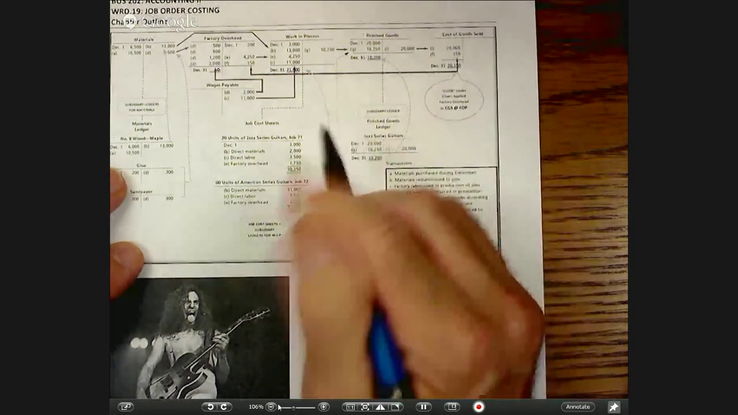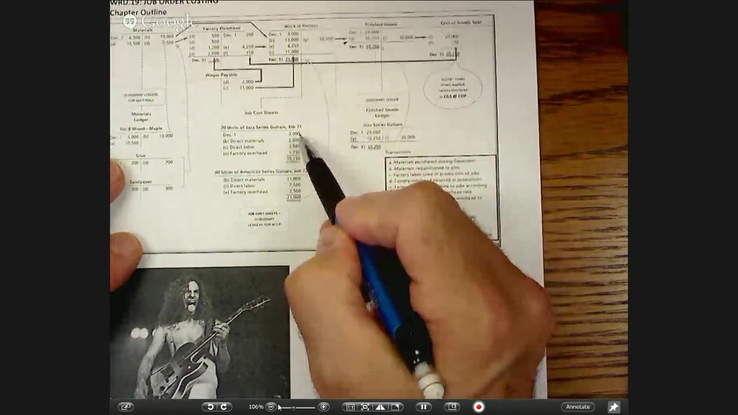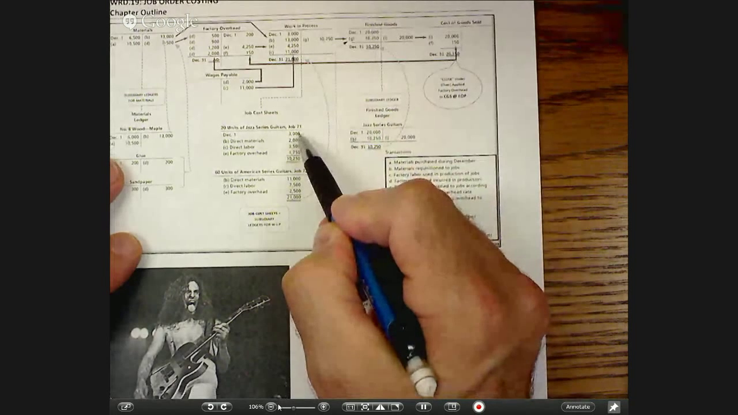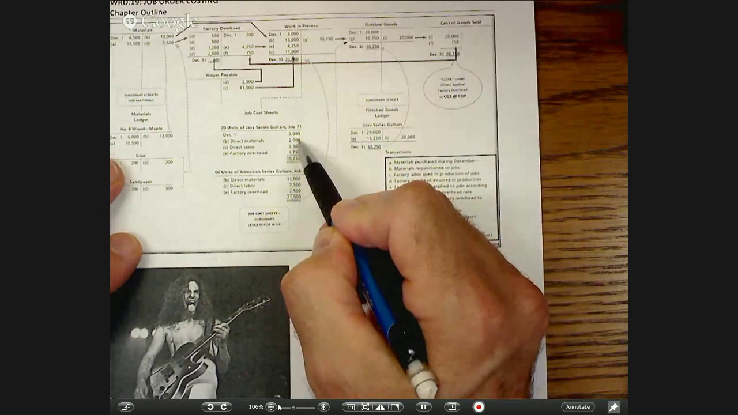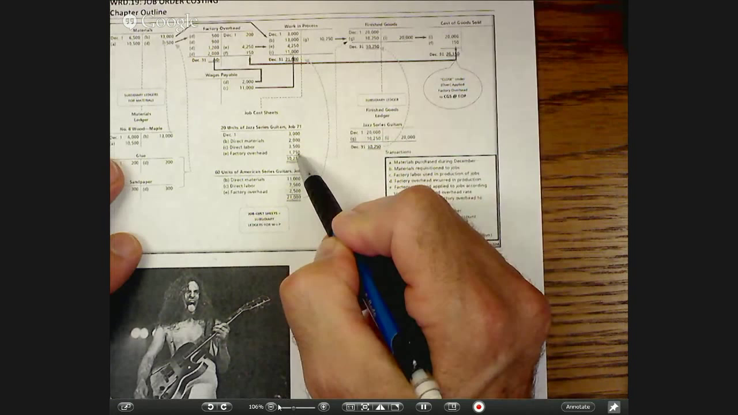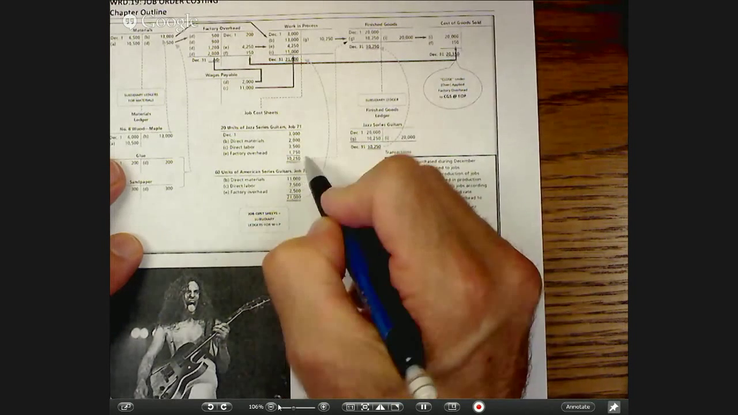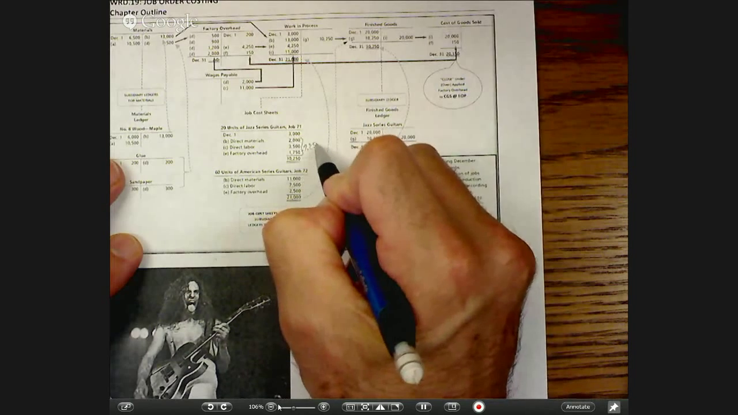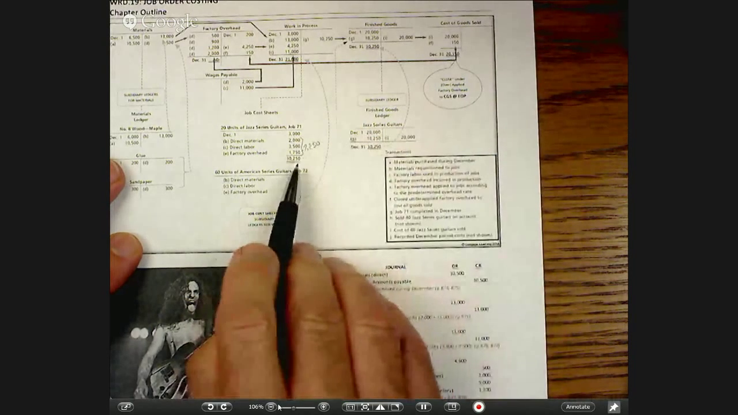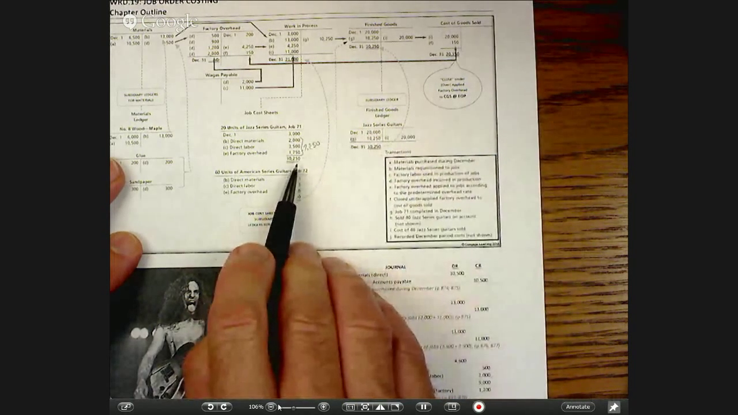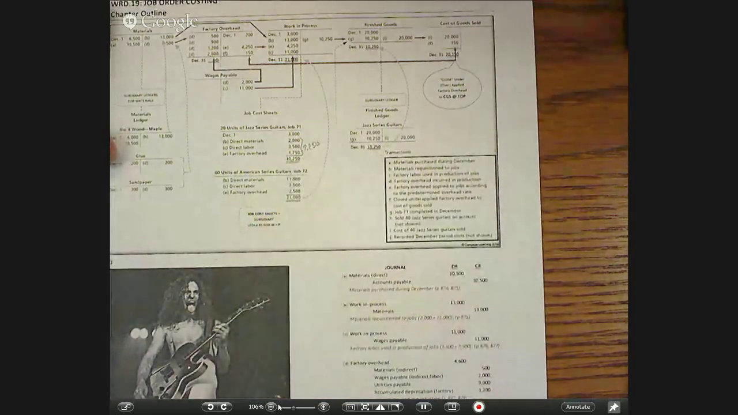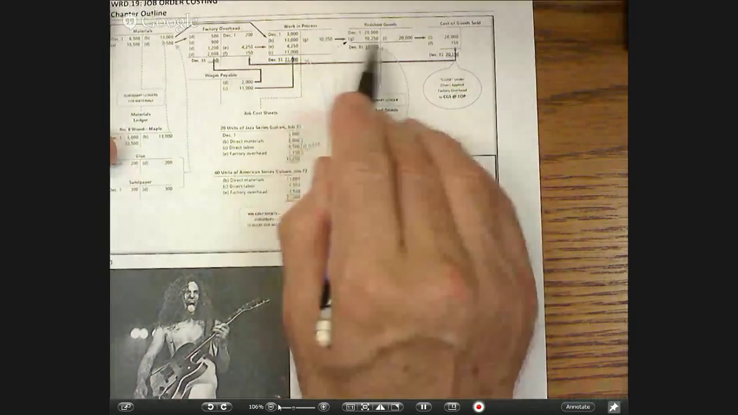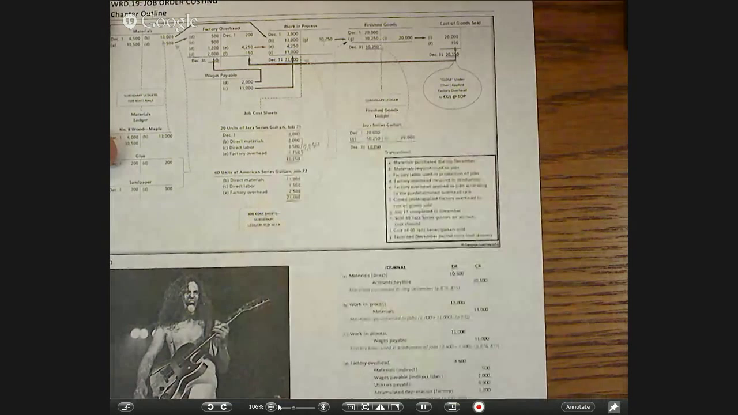And as you can see, the beginning balance in job number 71 was $3,000 plus material, labor, and overhead added. That would be $7,250 that we just calculated, which would give us a total for job number 71 of $10,250. And that's the amount that we see right here.